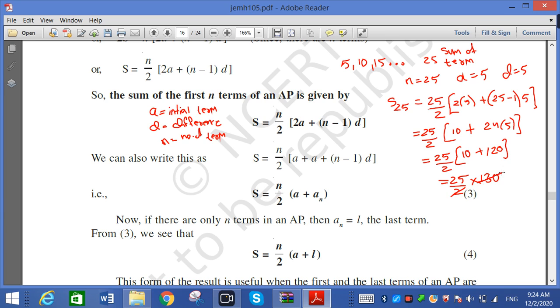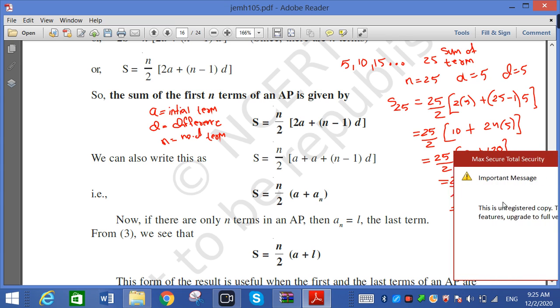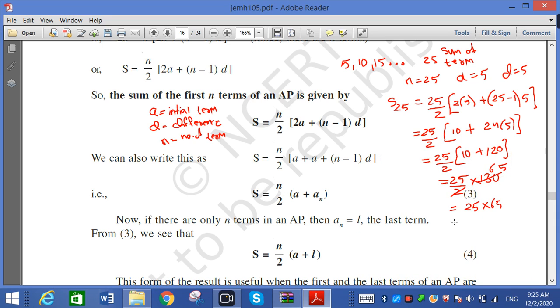Now if I divide it by 2, we get 65. So 25 into 65, 25 multiplied by 65, we can get the answer. If we do a rough calculation, 25 into 10 is 250, so 25 into 60 is 1500, and 25 into 5 is 125. Adding, we get 1625. That is the answer of Sn.